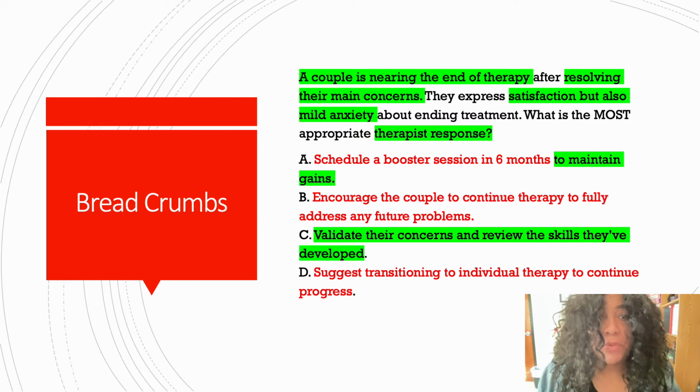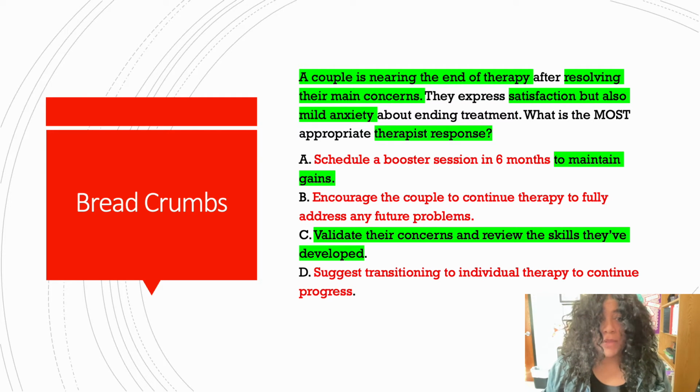A says schedule a booster session in 6 months. Okay, well, that's far down the line, and we want to answer right now, right? We want a response right now to maintain gains. Yes, you want them to maintain gains, but part of it is incorrect, making the entire answer wrong. B says encourage the couple to continue therapy to fully address any future problems. No.